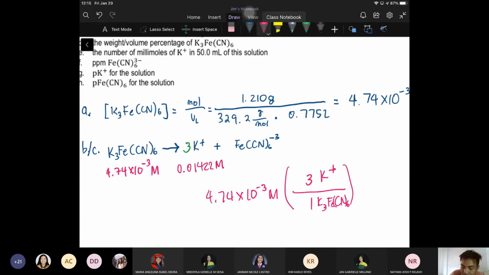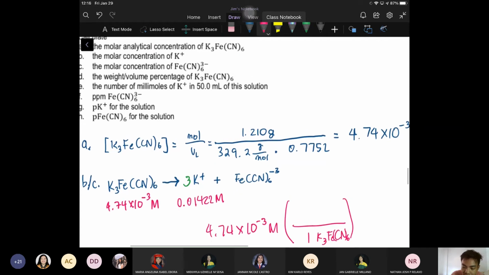0.01422. Ayan, kinopya ko na lang lahat. So that's the molarity of K+. No? Ayan. O ngayon, paano naman yung FeCN6? Yun yung nasa letter C eh.